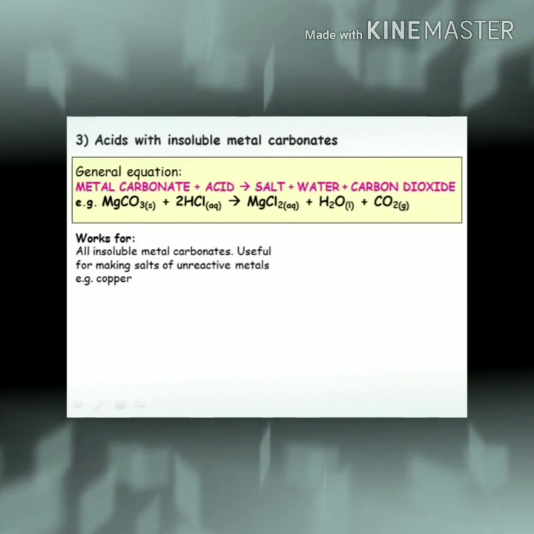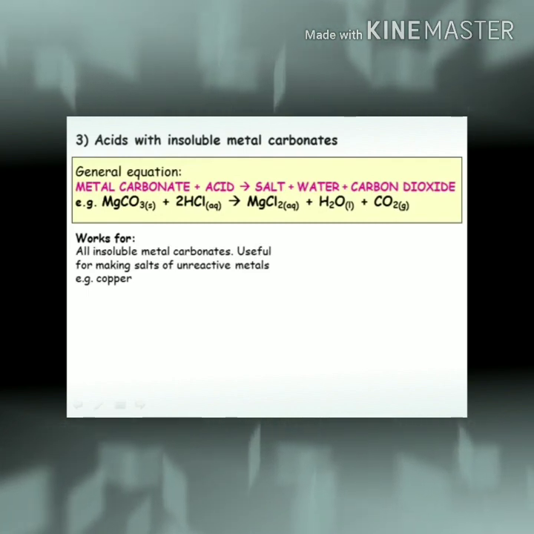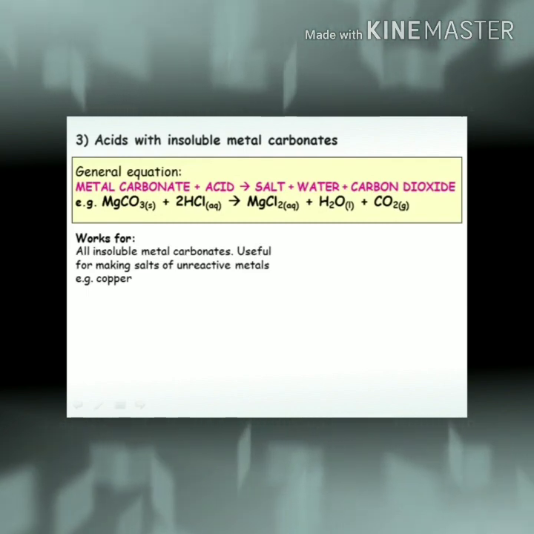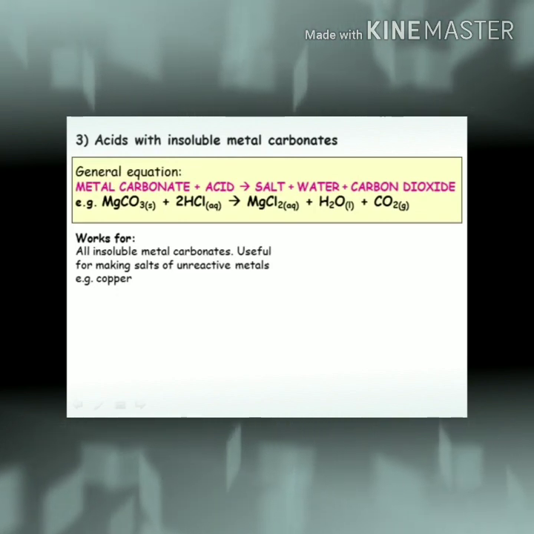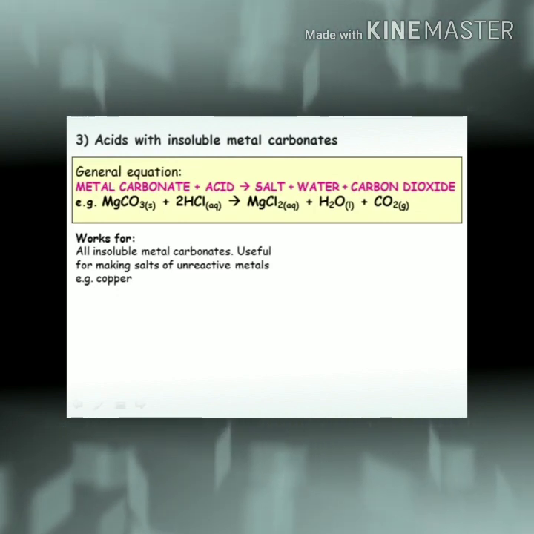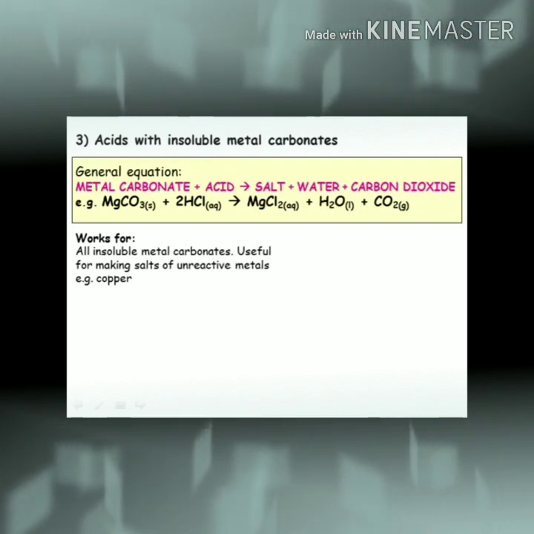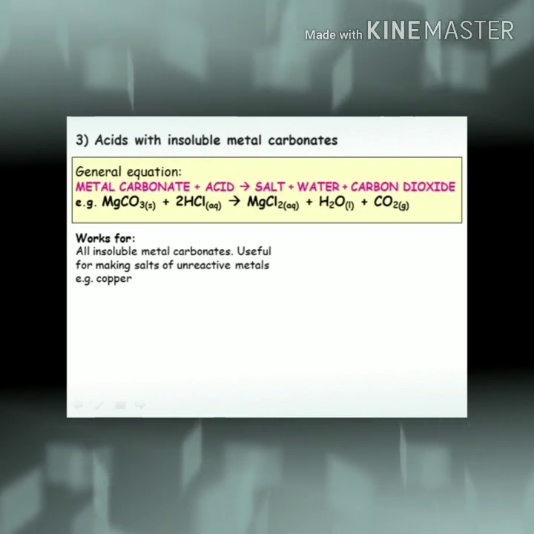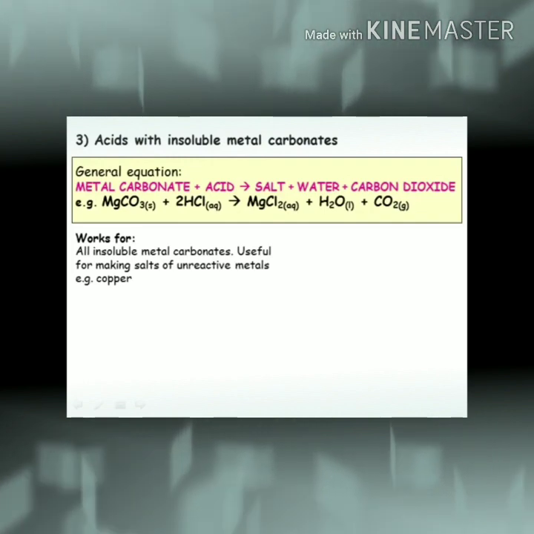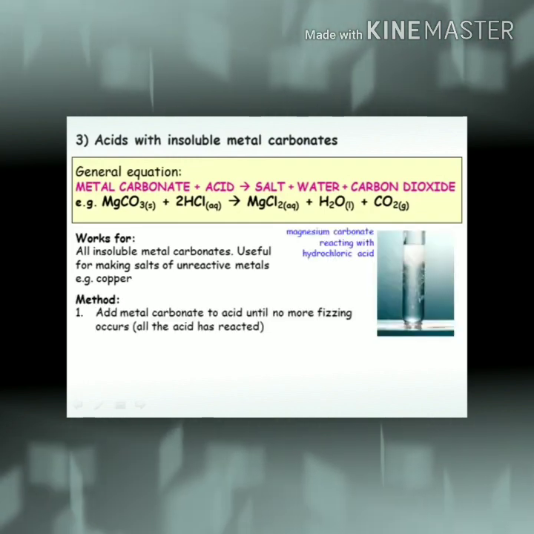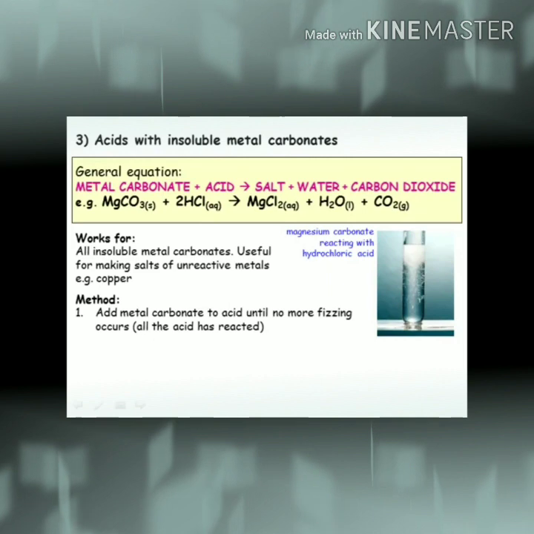Then here you can see acid with insoluble metal carbonate. Here is the general equation: metal carbonate plus acid gives rise to salt and water, and carbon dioxide is produced here. For example, magnesium carbonate plus hydrochloric acid gives rise to magnesium chloride, water and carbon dioxide.